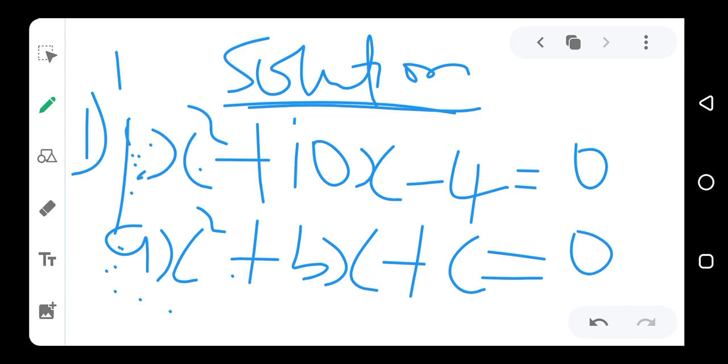Now from here, it means that a is 1. Now b is the one attached to x, the x without the power of 2, that is 10 here. So when we compare, we see that b is 10 and now c is minus 4. Now that is the first thing. So it is in line with the normal quadratic equation.